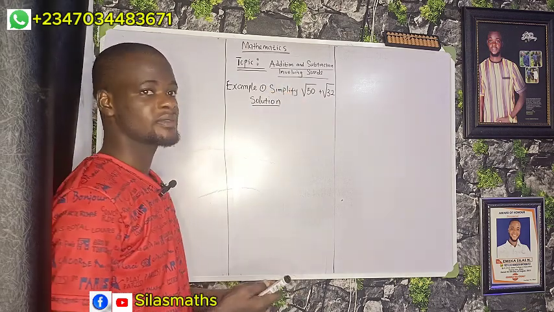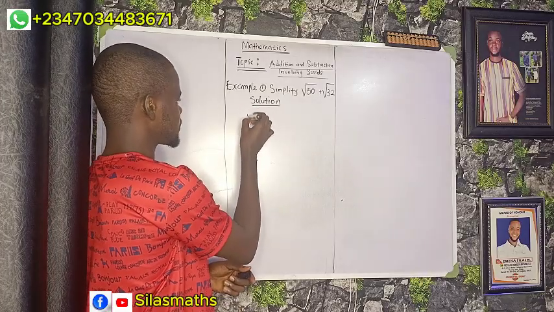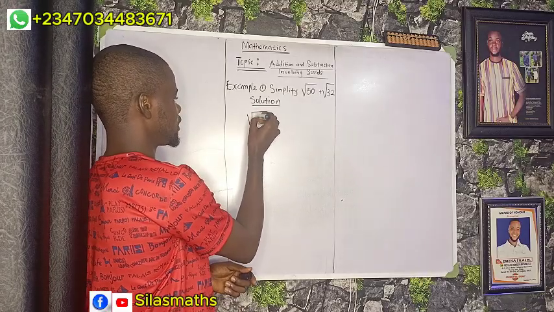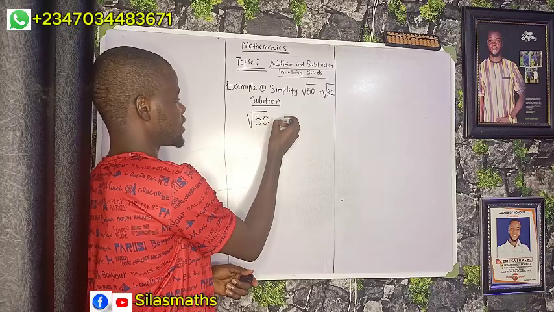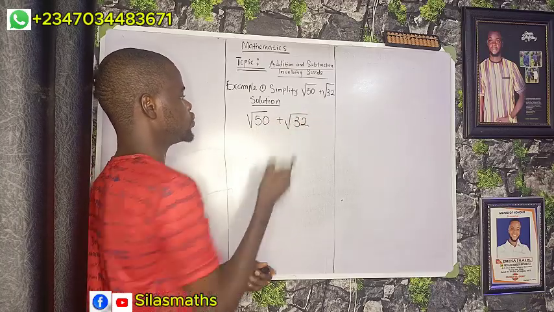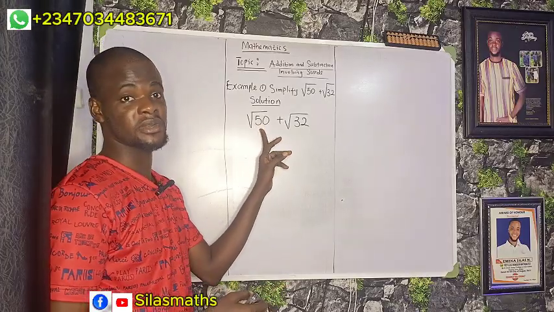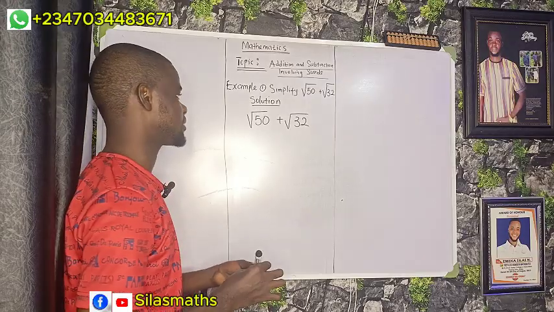So how do I add surds? Very simple and easy. I have the two surds, although they are not in their simplest form: square root of 50 plus square root of 32. So how do I add these two surds? First of all, I have to express them in the simplest form. In our previous class, we talked about that.